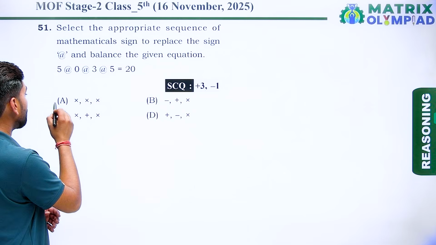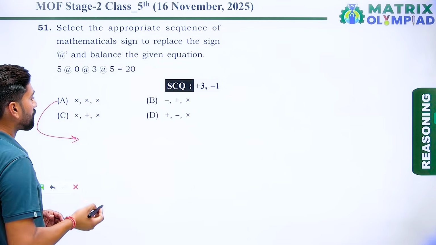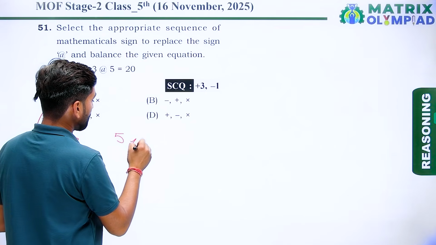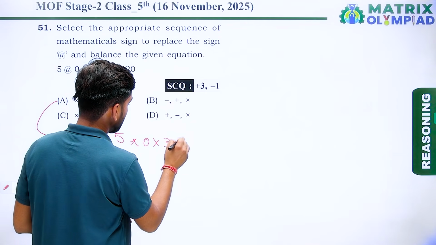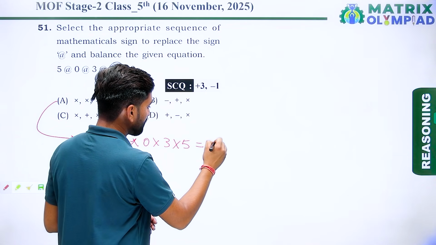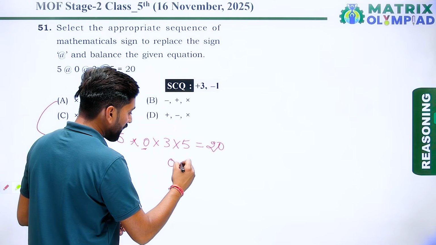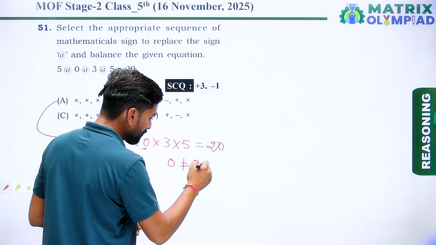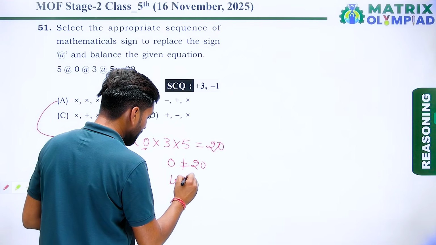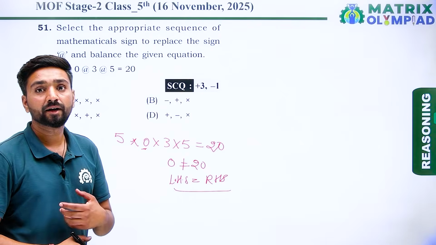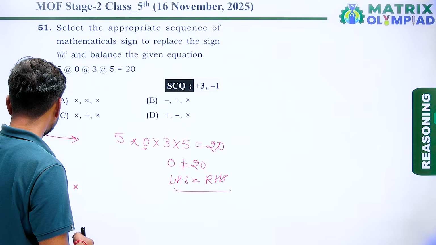If we put the signs according to option number A, the equation will be like 5 multiplied by 0 multiplied by 3 multiplied by 5 equals 20. So if we multiply by 0 in an equation, it will be 0 and it is not equal to 20. So our LHS is not equal to RHS by option number A. Next we will check option number B.